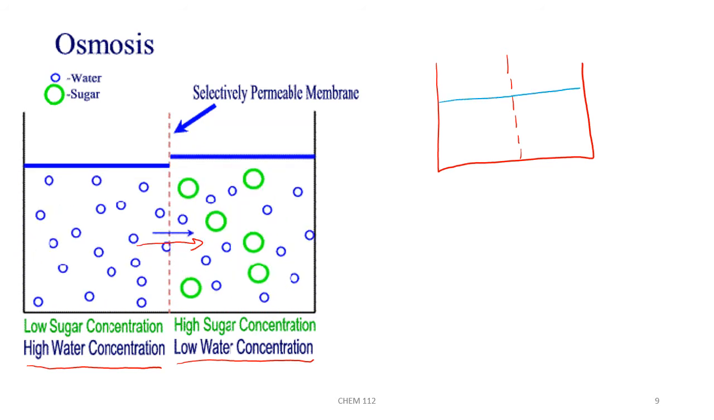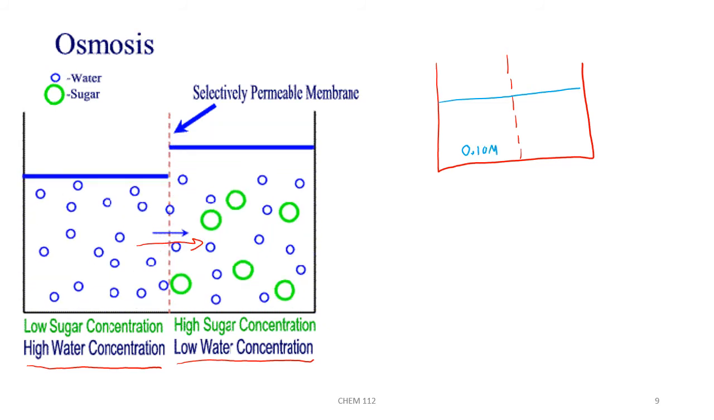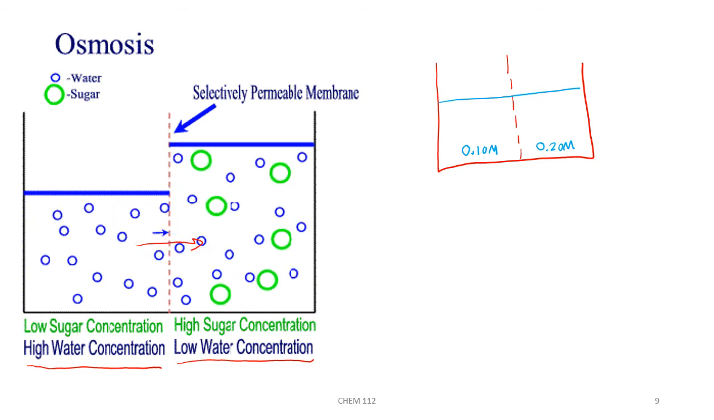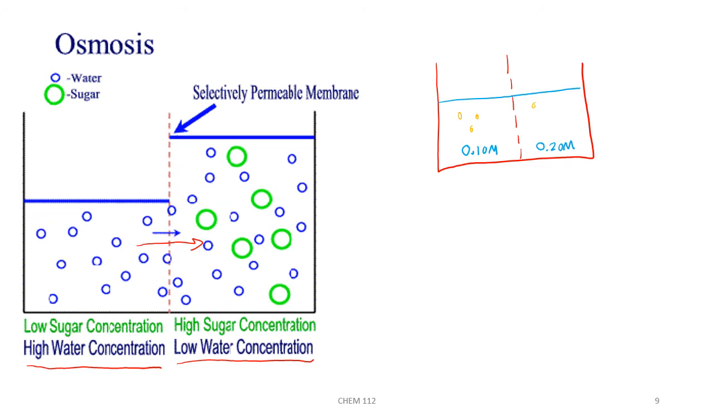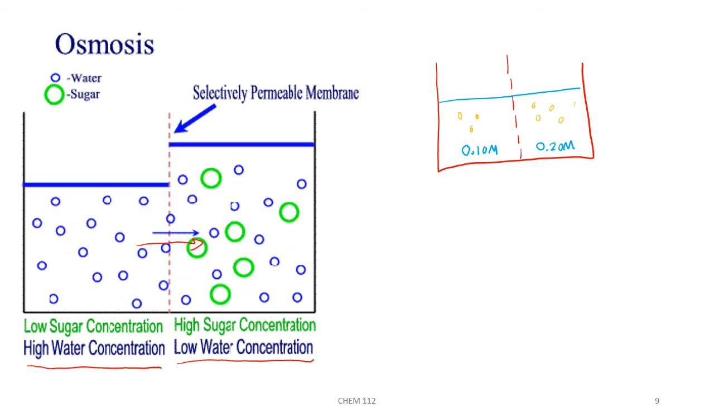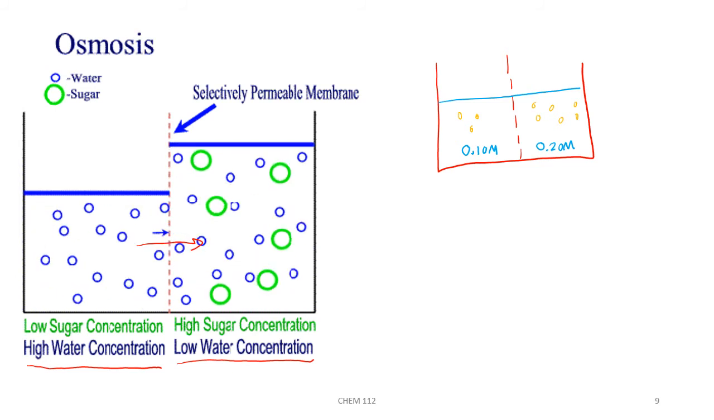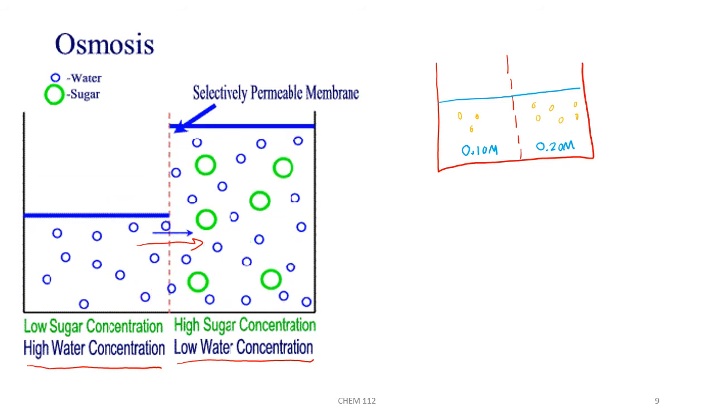Initially, we have one concentration that is 0.1 molar, and we have one that is 0.2 molar, where the orange spheres can represent our dissolved solute particles, where we have 3 particles on the left-hand side and 6 particles on the right to represent that it's more concentrated.